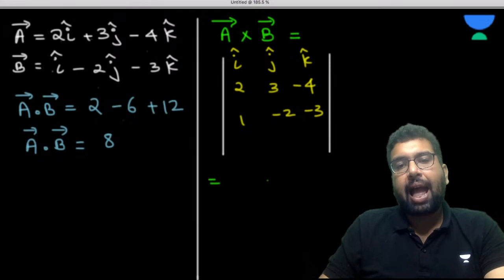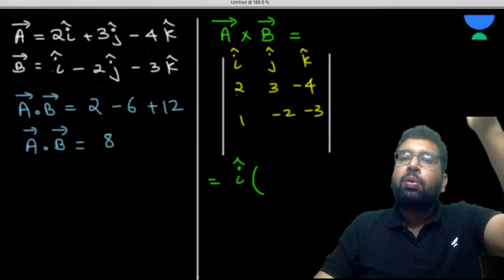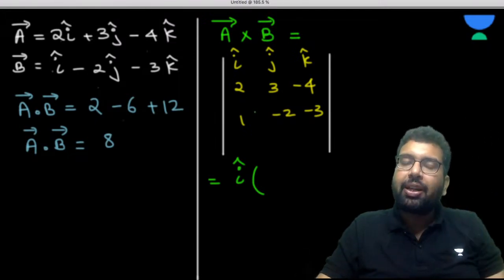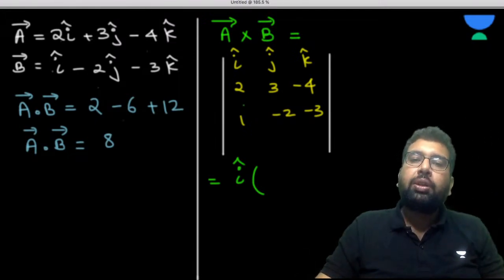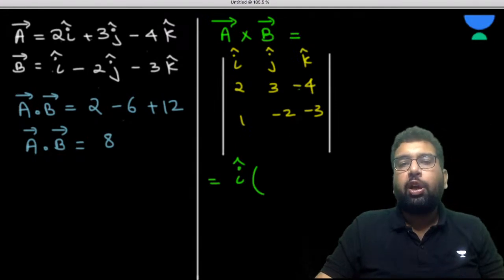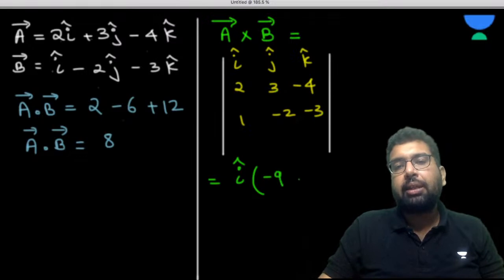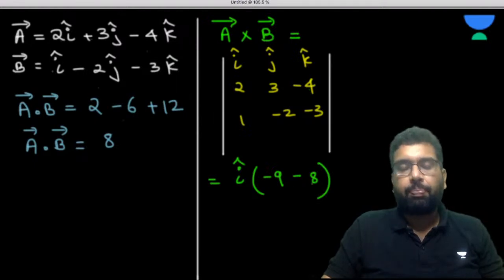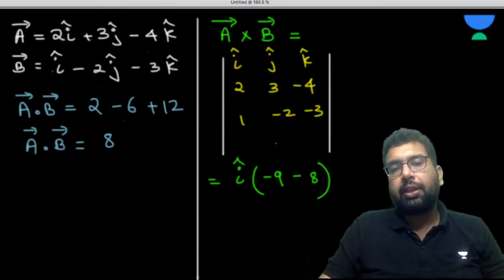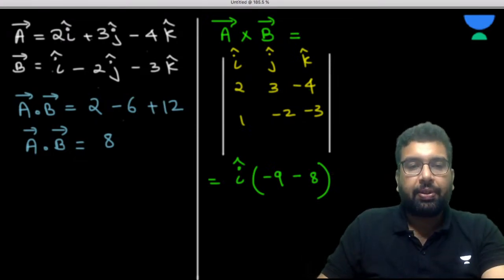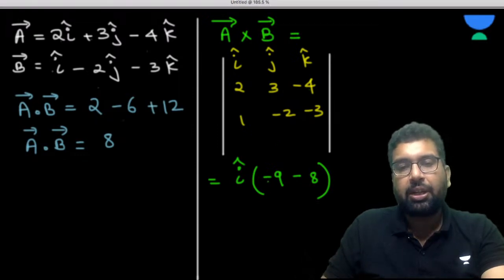Very simple. See, i cap. When we write i cap, there are two numbers written beneath i cap. Don't look at them; see the remaining four. 3 and minus 3, multiply them, this will become minus 9. Minus 4 and minus 2, that will become plus 8. So this is going to be your i cap. Now see, you started with plus, then you go to the j.